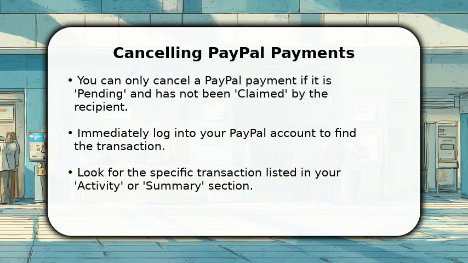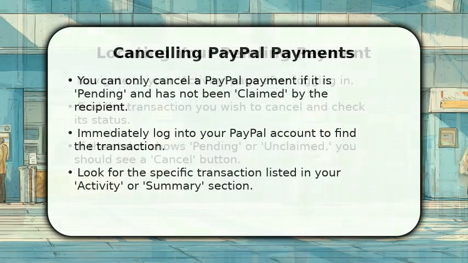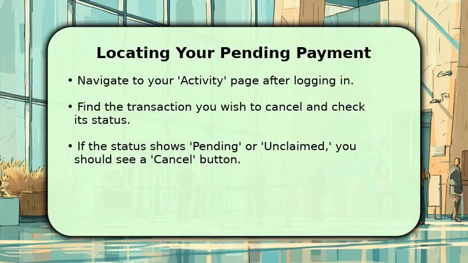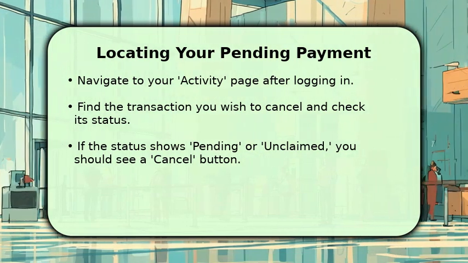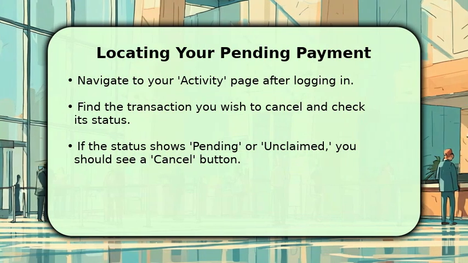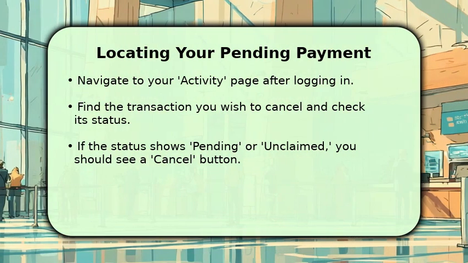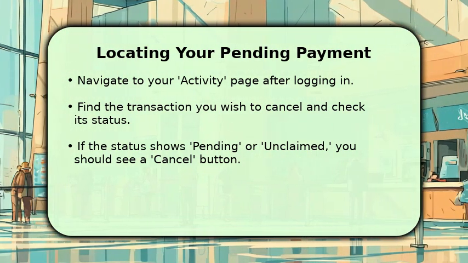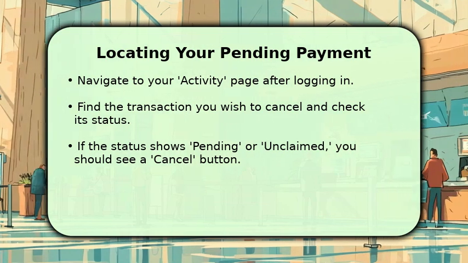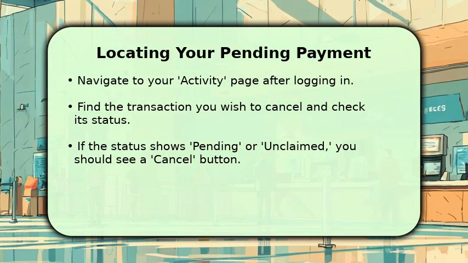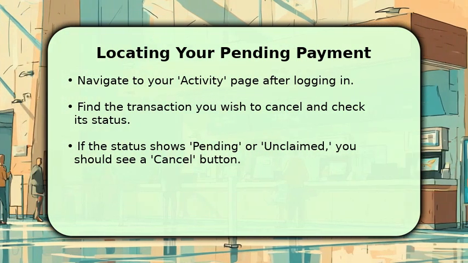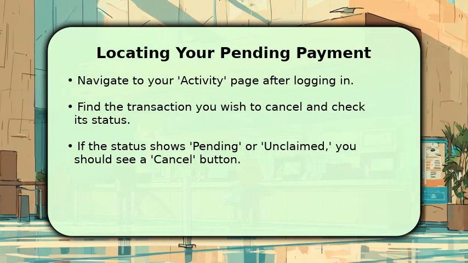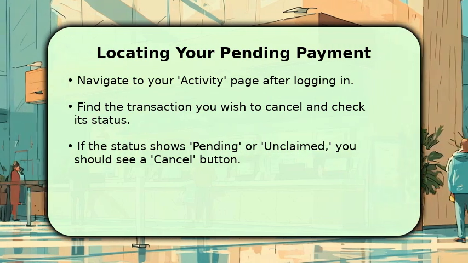You will need to log into your account right away. Once you are logged into your PayPal account, proceed to your activity section. Carefully review your recent transactions to locate the specific payment you want to reverse. If the payment status clearly states pending or unclaimed, you will find an option to cancel it. Click this button, then follow the prompts to confirm your cancellation. The funds should then be returned to your PayPal balance or original payment method.